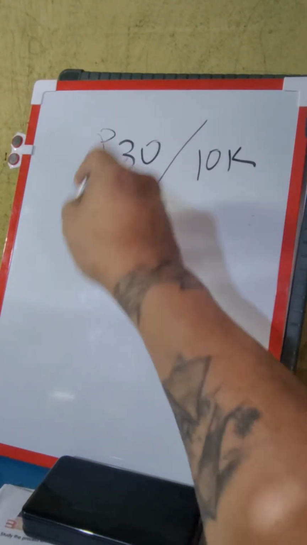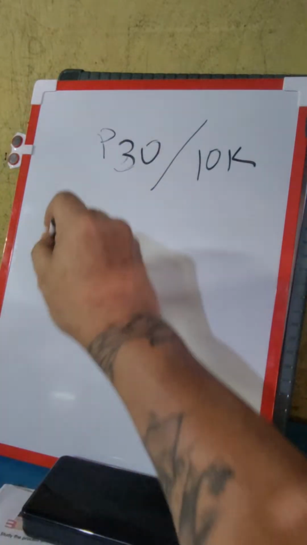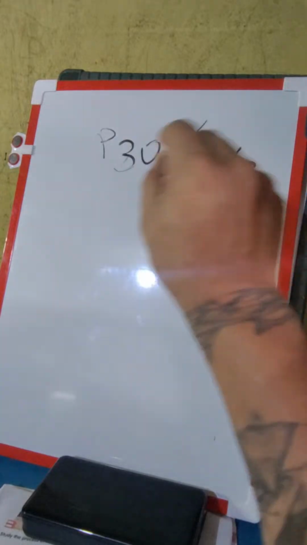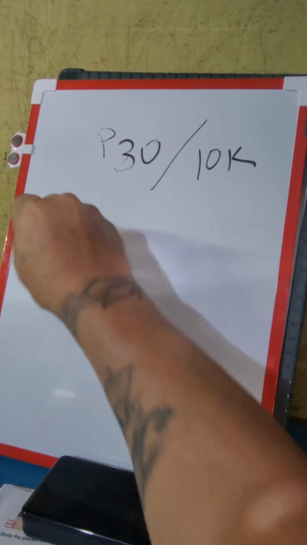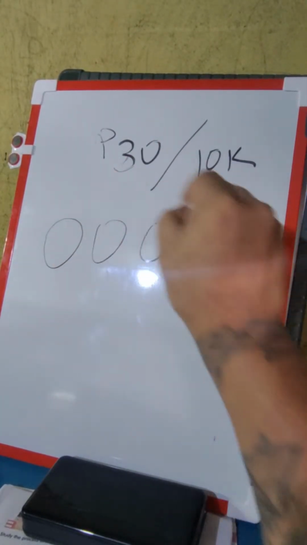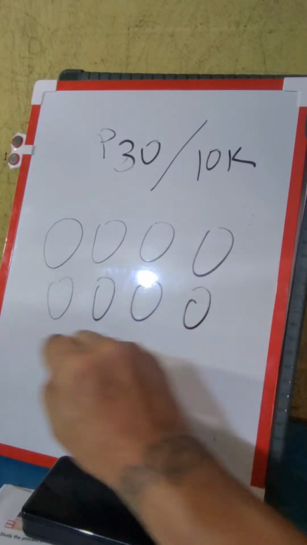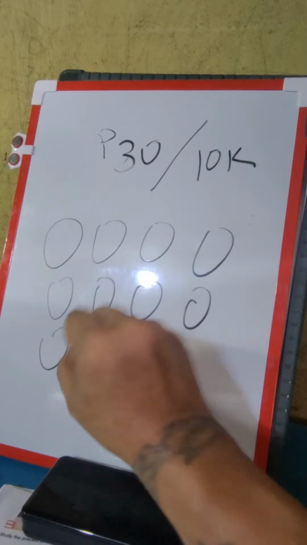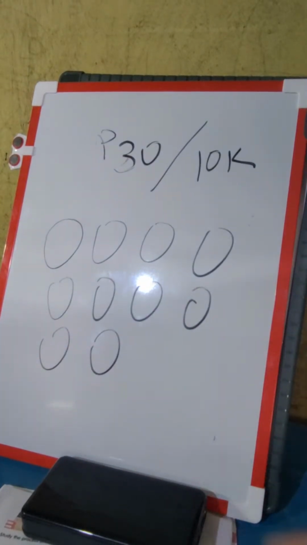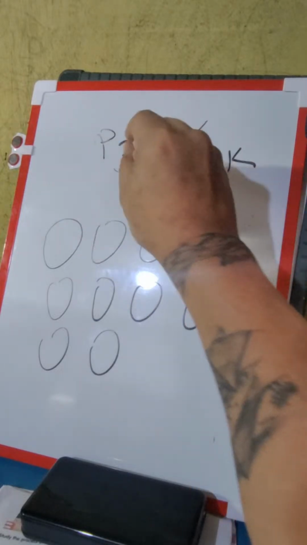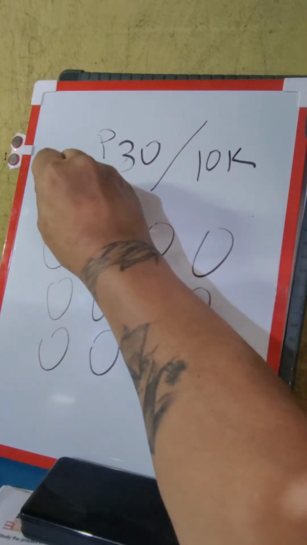Okay? So let's do 10 boxes or circles. I'm gonna do circles, okay, not boxes. Let's do 10, each circle is a kuya. 1 kuya, 2 kuya, 3 kuya, 4 kuya, 5 kuya, 6 kuya, 7 kuya, 8 kuya, 9 kuya, 10 kuya. So how many pesos is each kuya gonna get? How do we know that? So we got 30 pesos divided by 10 people.